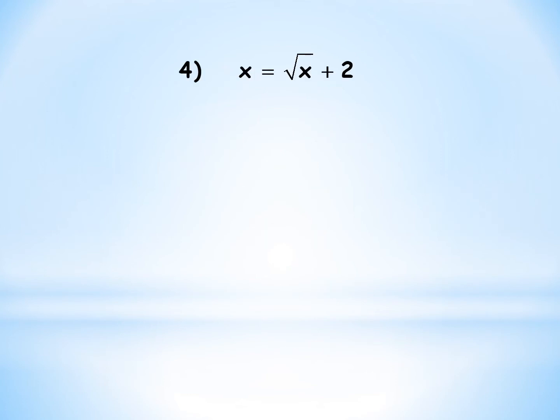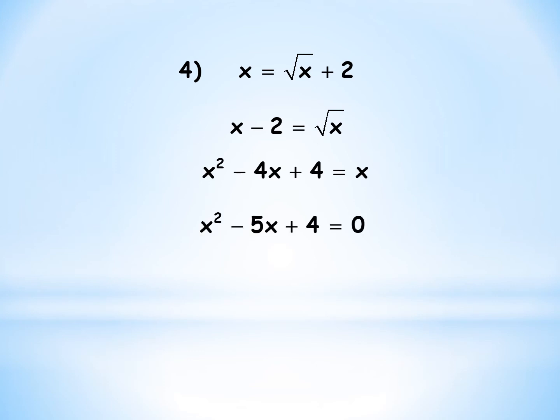Let's take a look at another example. Here you have x equals the square root of x plus 2. Your radical is not isolated, so you have to subtract 2 from both sides. Now that your radical is isolated, you're going to square both sides, not forgetting to FOIL or double distribute the left-hand side. And then now you're going to simplify. So you're going to simplify this by subtracting the x, and now you have a quadratic equation.